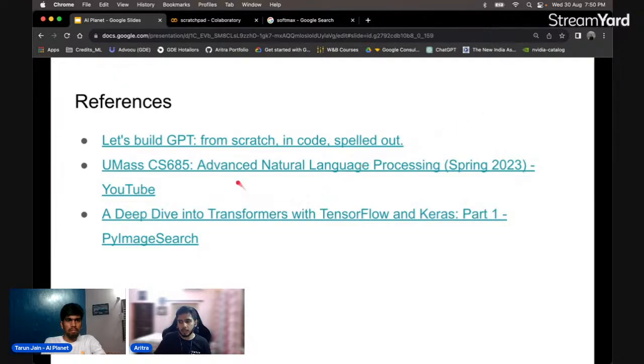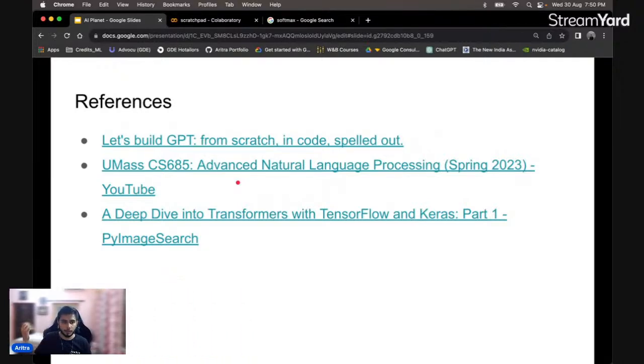The other is a course on advanced natural language processing that I have been following for natural language processing and transformers. That's a good one from UMass.